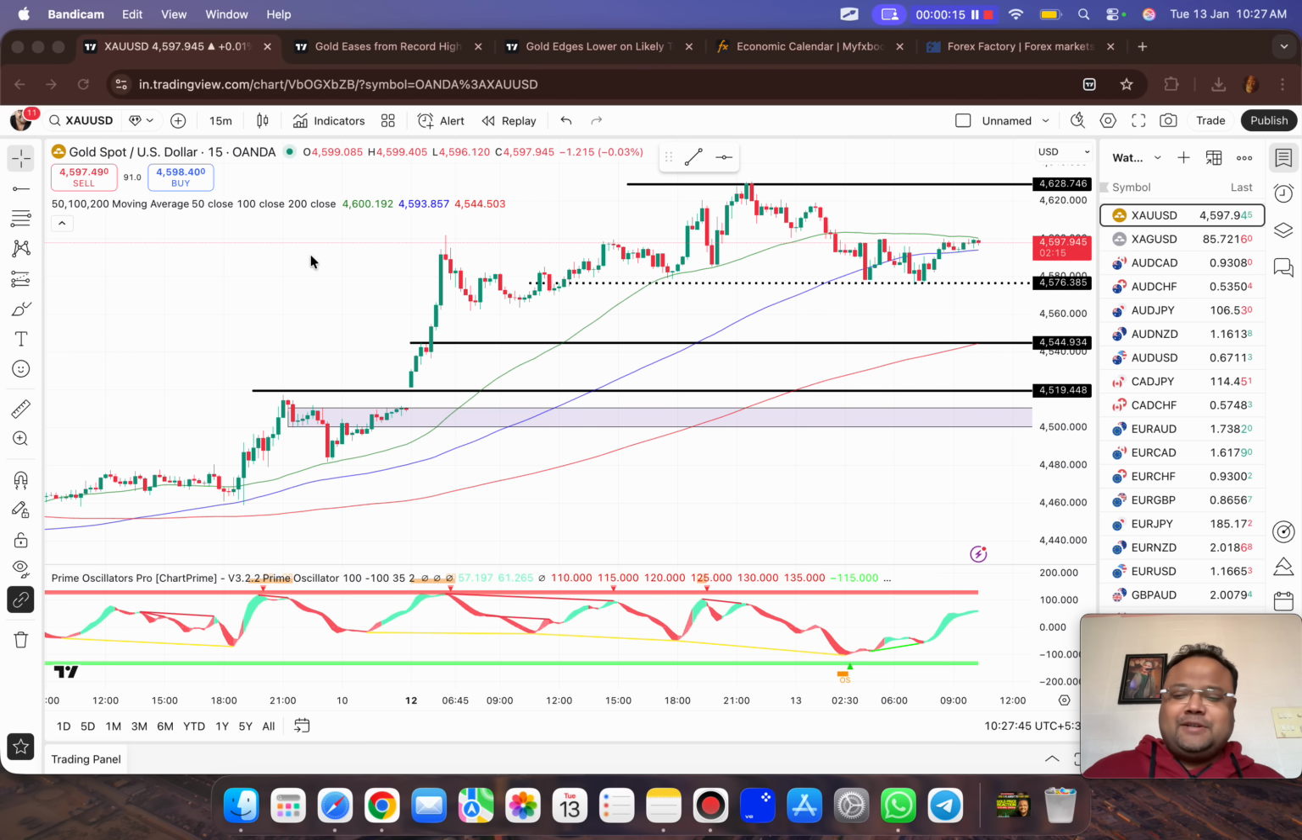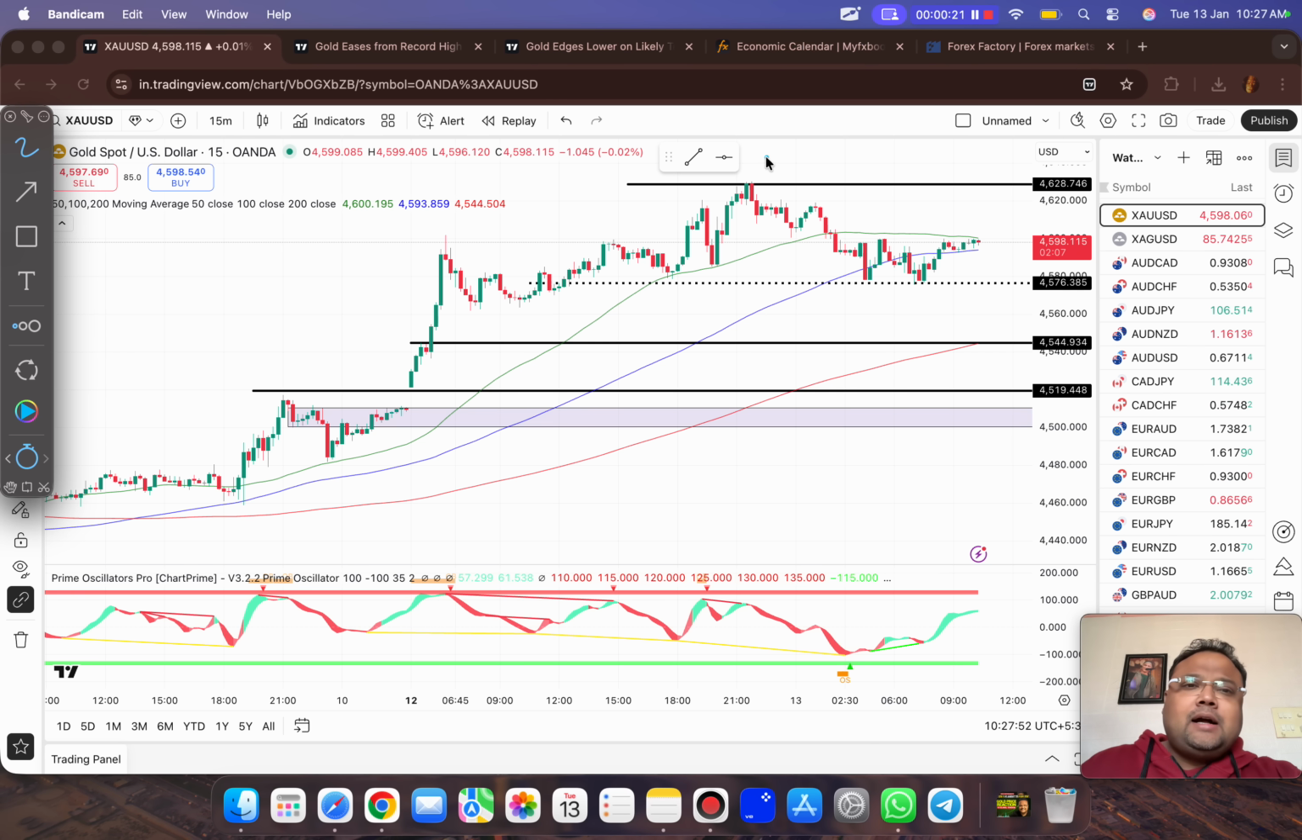So let's get started. In front of us is the 50-minute chart of gold, and we can see that after making a high of 4630, right now gold is trading around 4600. Yesterday, in a previous video, we discussed the possibility of a breakout and buying a breakout above 4620, and I hope you guys made some good money as well.